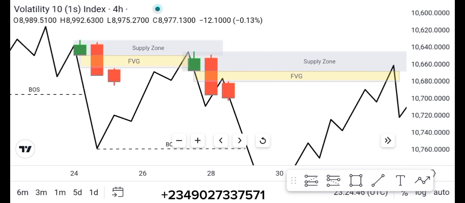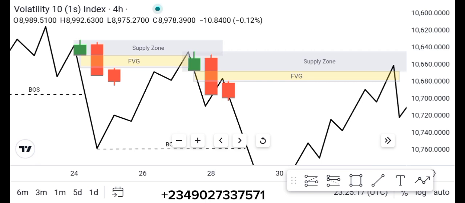It must have space between three candlesticks. You can see the first candlestick, the second candlestick, and the third candlestick. They are not touching each other. So this validates the zone.